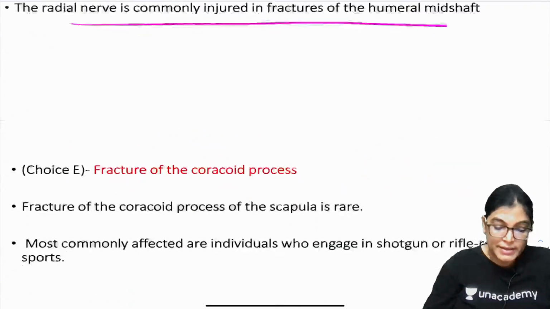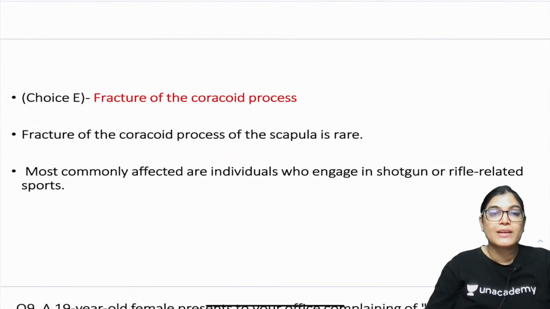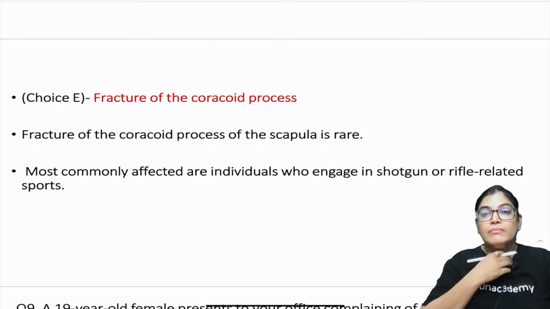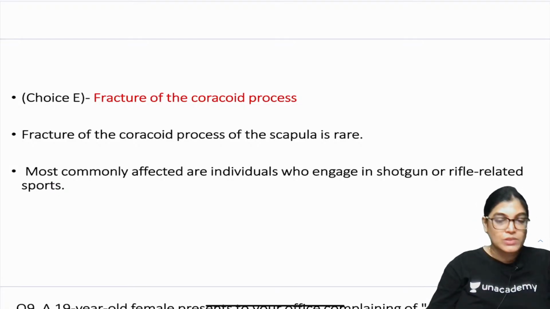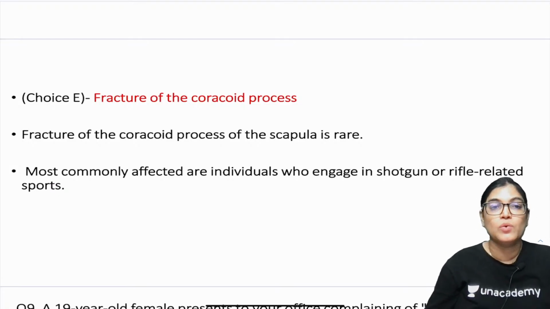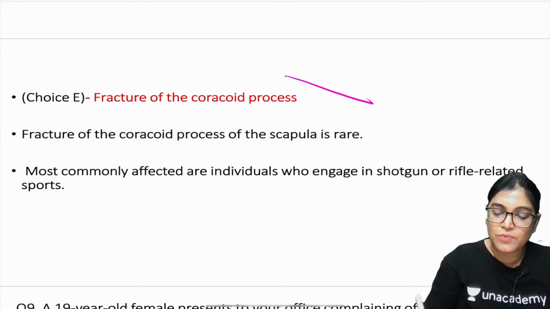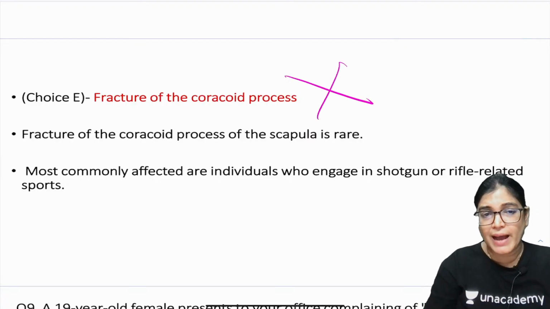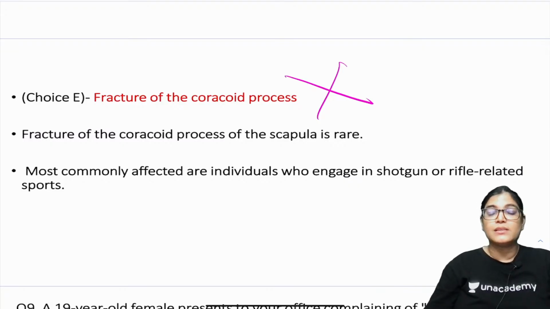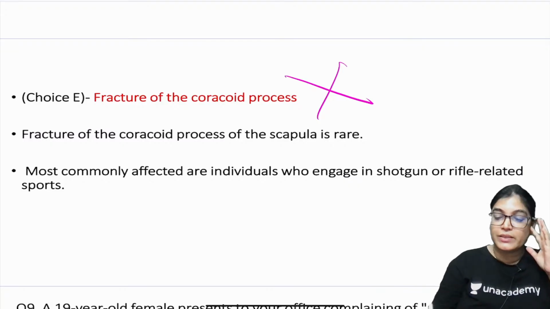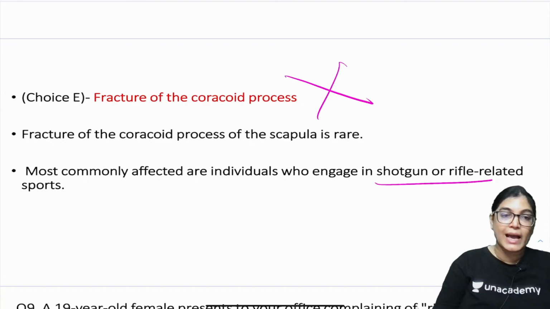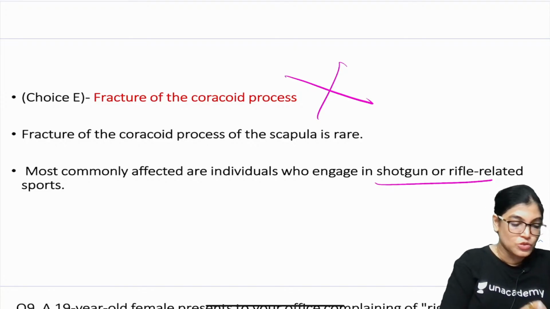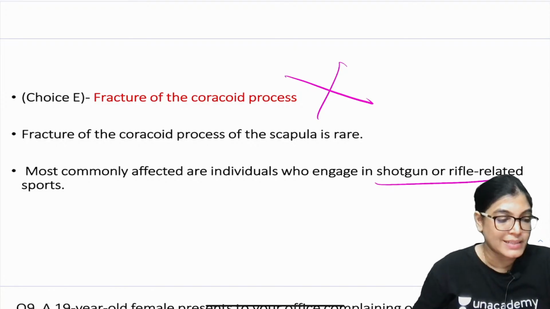Fracture of the coracoid process. Deltoid muscle paralyzed, that was also a very good clue. The coracoid is very rarely fractured, so this can't be the correct answer, and it is fractured mainly in individuals involved in shotgun or rifle related sports injury. So, again this is not the right answer.